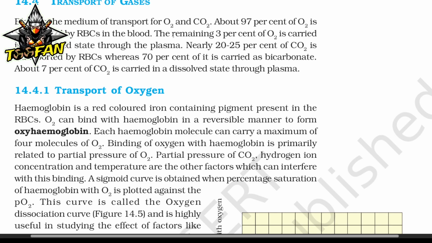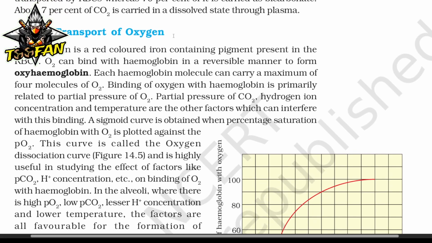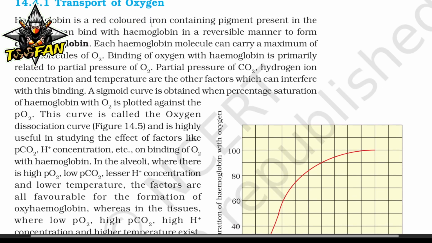A sigmoid curve is obtained when percentage saturation of hemoglobin with oxygen is plotted against the partial pressure of oxygen. This curve is called the oxygen dissociation curve and is highly useful in studying the effect of factors like partial pressure of carbon dioxide, H plus concentration, etc. on binding of oxygen with the hemoglobin.